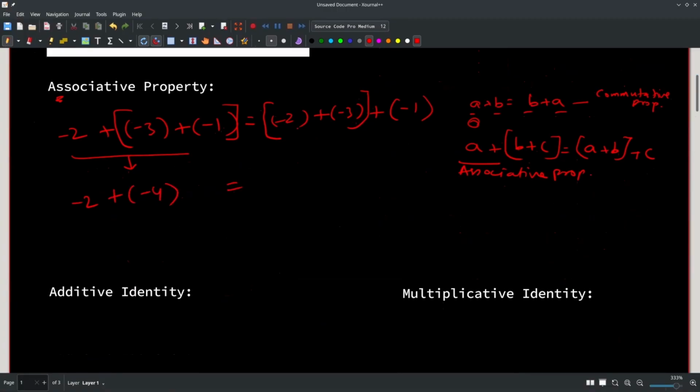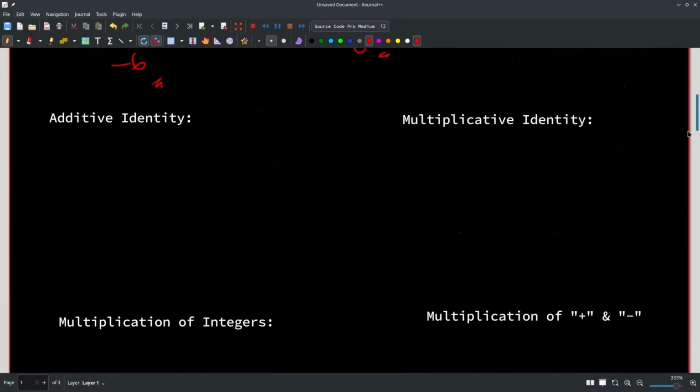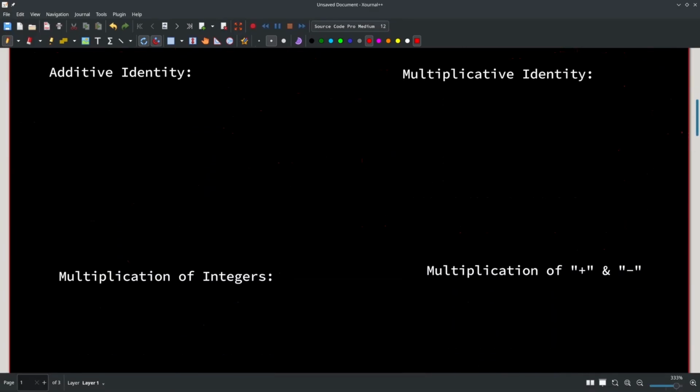And over here, you're going to get -2 plus -3. So going 3 steps back, you're going to get -5 plus -1. So for this one, you're going to get -6. And for this one as well, you're going to get -6. So therefore, for negative terms as well, you're going to get a similar answer. So that is your associative property. It's going to be similar for all terms being positive. You're going to get a similar answer.